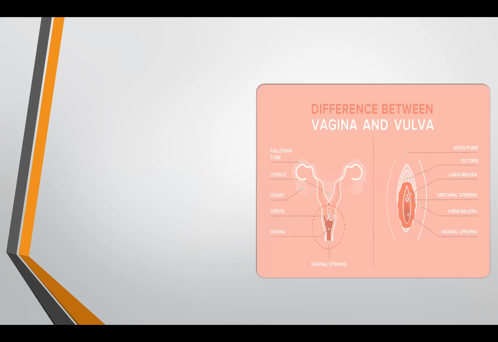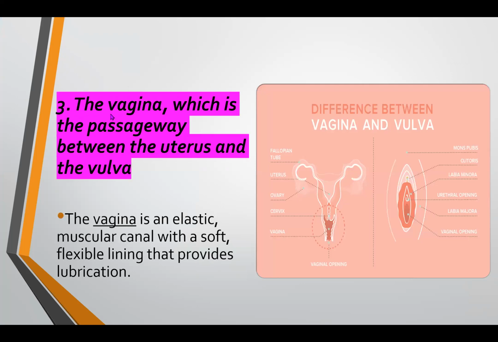Then number 4 is the vagina. Vagina. We know already the uterus, the ovary, and the fallopian tube. Now we will move on to this passage. The passageway between the uterus and the vulva is what we call the vagina. The vagina is the passageway.